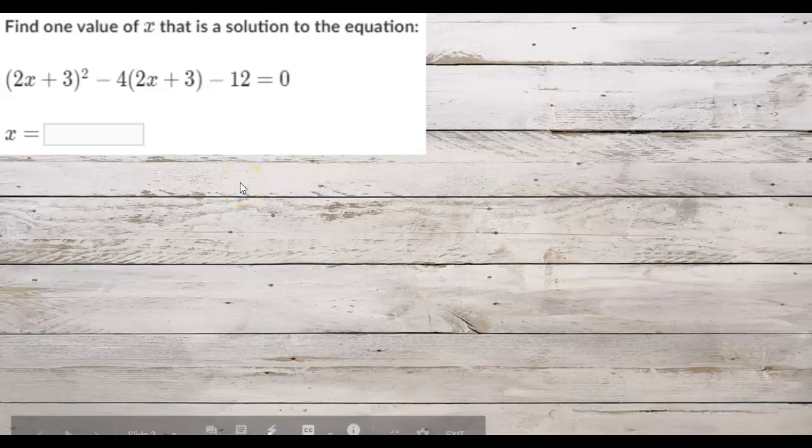So guys, one thing that we're going to do before we dive into the quadratic formula is talk about the other methods that we've been doing, one of which was that whole solving with strategies. Go ahead and jot this down real quick: 2x plus 3 quantity squared, minus 4 times the quantity of 2x plus 3, minus a constant of 12 equals 0.